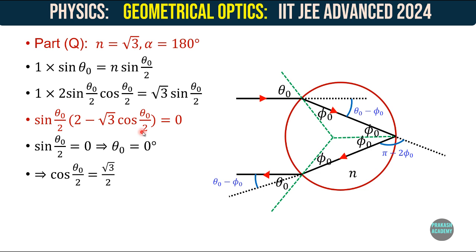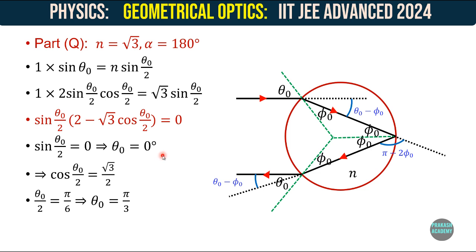And if this is 0, then this means cos theta naught by 2 equals root 3 by 2, which means theta naught by 2 equals pi by 6, and that means theta naught equals pi by 3, that is 60 degrees. So for part Q, theta naught equals pi by 3 or theta naught equals 0 degree.